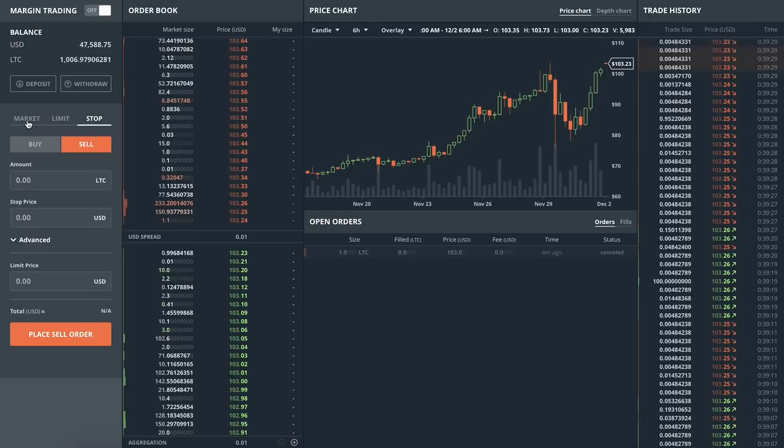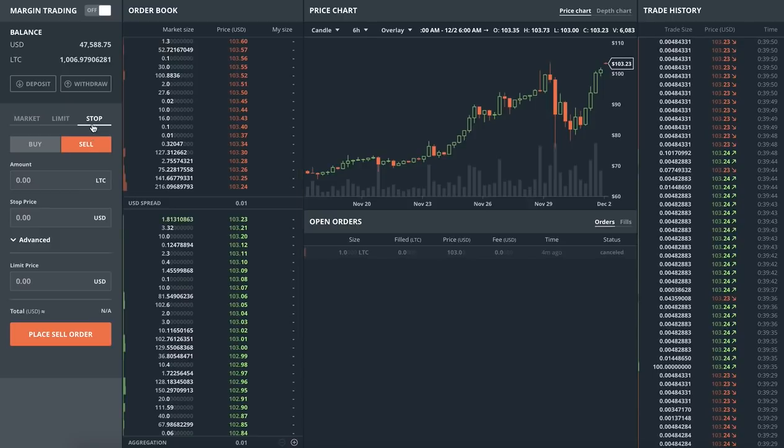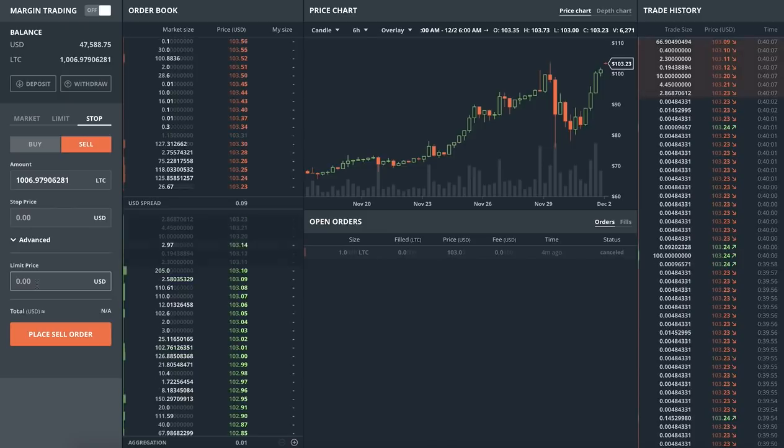So on GDAX, you go over here to stop, and you can choose a buy stop limit or a sell. Currently the Litecoin price is 103.24, and I bought my Litecoin lower than this. So I'm comfortable selling here if I had to, but I'll show you how to set a stop for selling, and then I'll show you how to set a stop for buying. Let's just say I wanted to sell my total amount of Litecoin, and I wanted to sell it all above 103. What I would do is come over here, and my limit price would be 103.